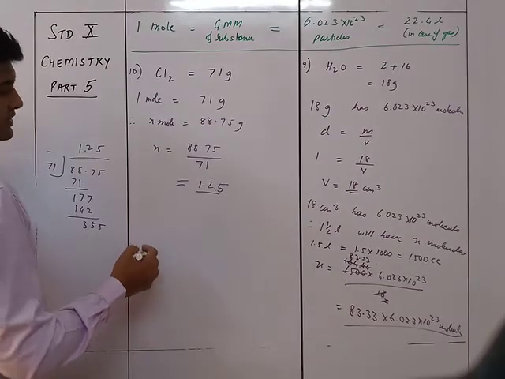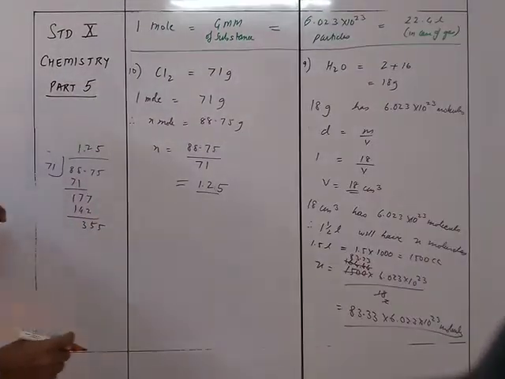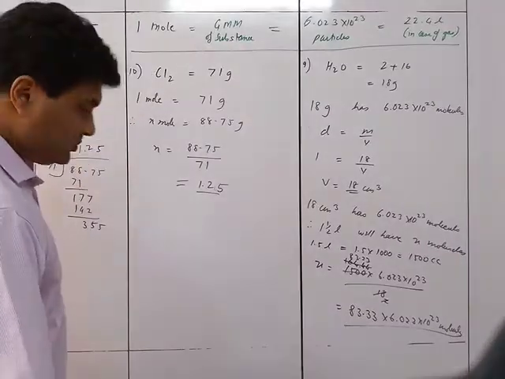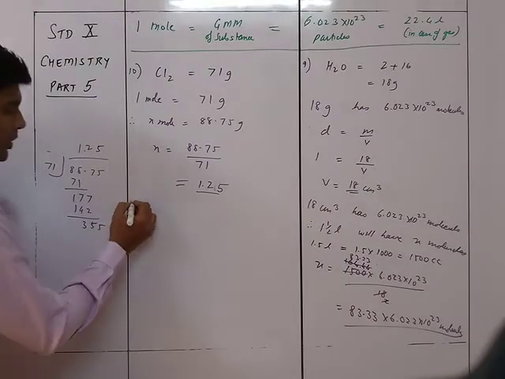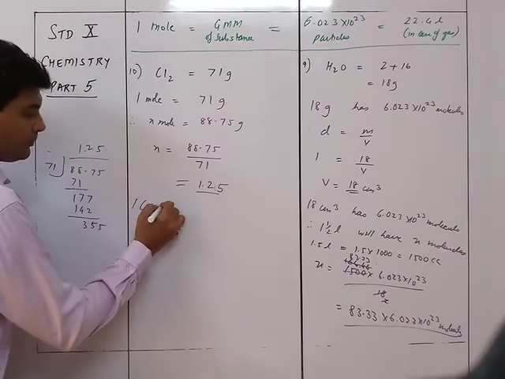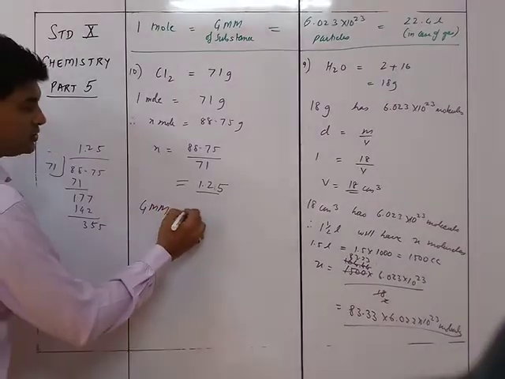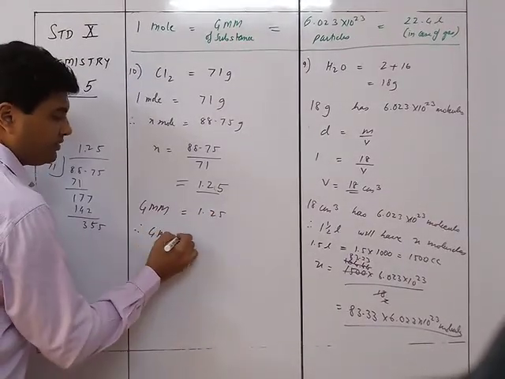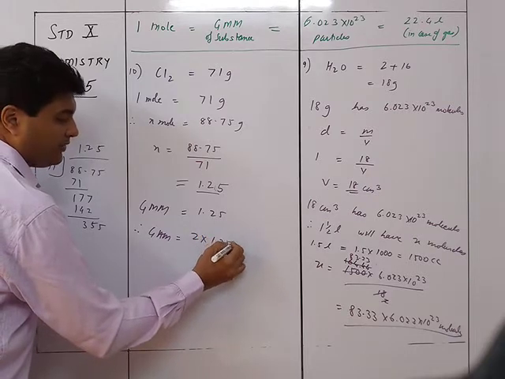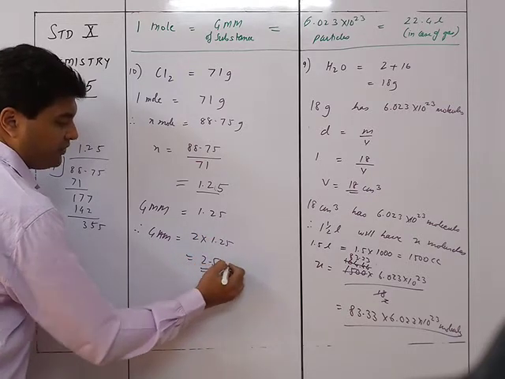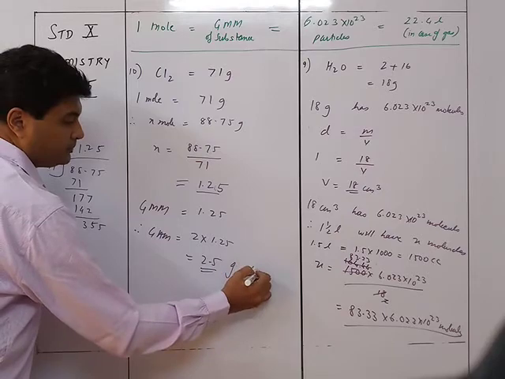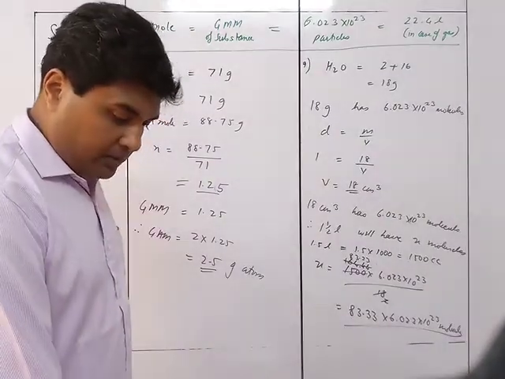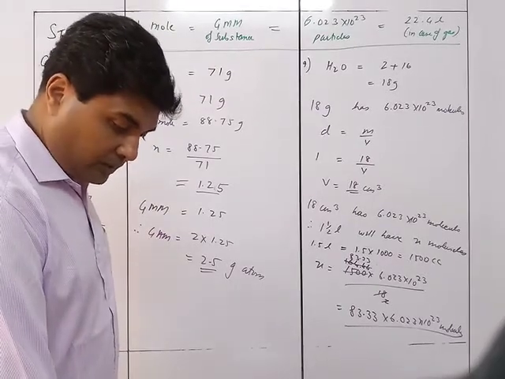So accordingly, we will say that 1.25. Then what you asked is gram atom. So this is gram molecular mass. Okay, so 1 GMM is equal to 1.25. Therefore, GAM is equal to 2 into 1.25, which is equal to 2.5 gram atom. Okay, 2.5 gram atom will be the answer. That is 2.5 gram atom.